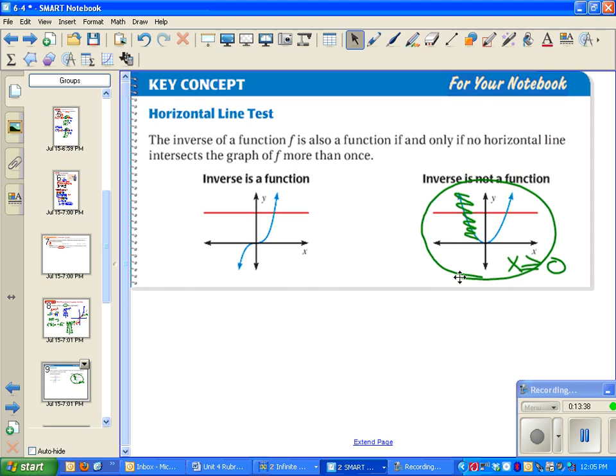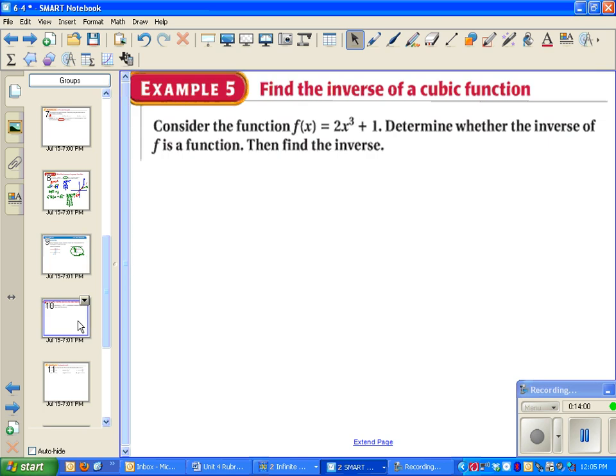Right? For this one, it looks like a cubic or some sort of odd function with a positive leading coefficient. The inverse will be a function because the original function only passes through a horizontal line one time. Okay, so that's all they're saying right there. So for example 5, we're going to determine whether the inverse of f is a function.